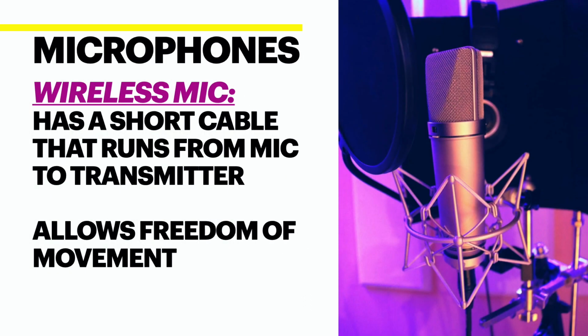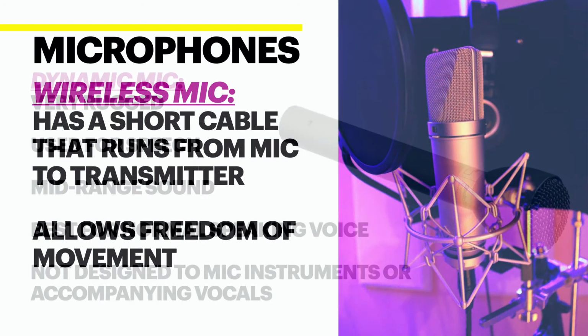So now let's talk about the different kinds of mics. You have a wireless mic. It has a short cable that runs from the mic to the transmitter. And this allows freedom of movement. So you may see something like this at a church or at a concert. Somebody's holding a microphone that's not plugged into a cable. And this allows them to move around freely.